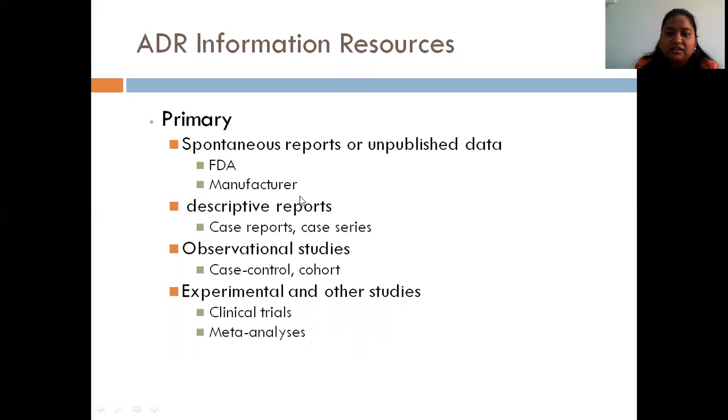Primary data are the data which have been reported first by the reporters. So this is the first information, which can be published or unpublished data, such as spontaneous reports directly to the FDA or the manufacturer, or descriptive reports, which are case reports or case series, or observational studies, which are case-control or cohort.